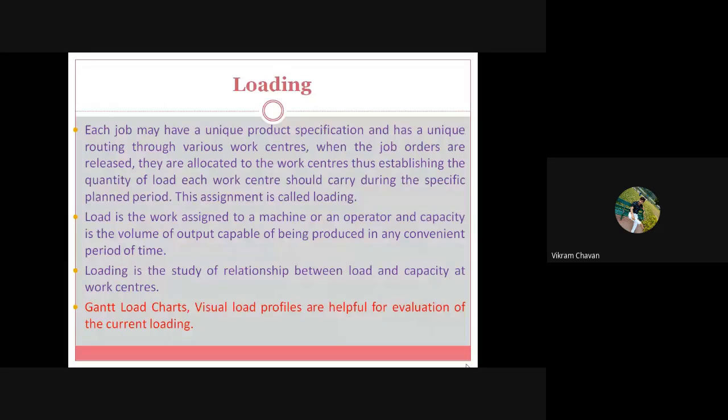Note down the points. If you have any question, any doubt, you can ask.